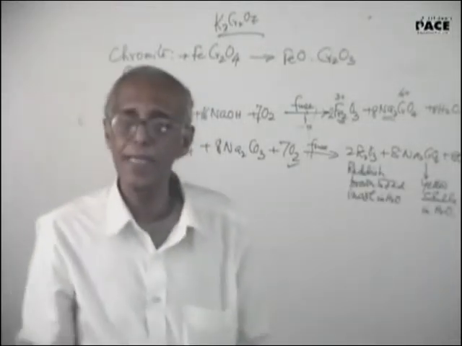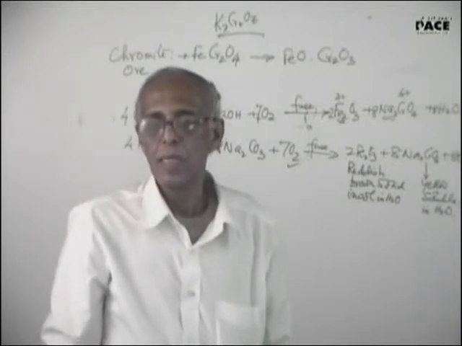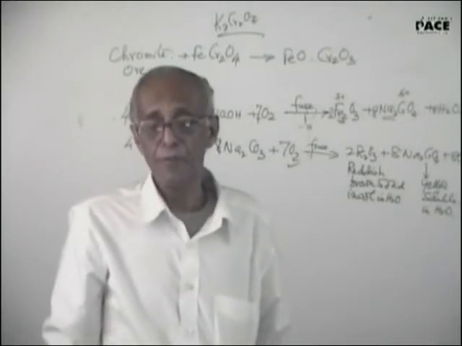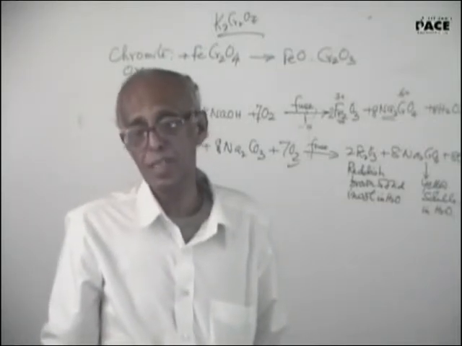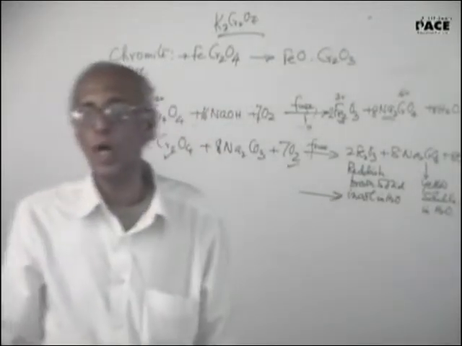Ferric oxide is a reddish brown solid. The color is due to charge transfer. Write down: the ferric oxide color is due to charge transfer. Ferric oxide is insoluble in water.